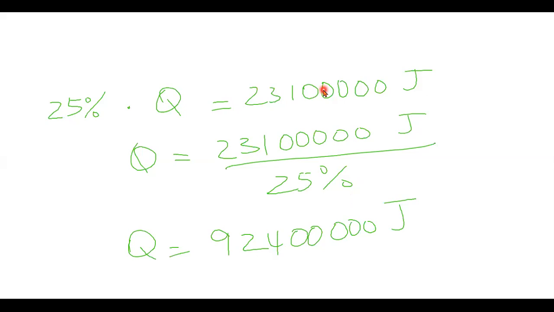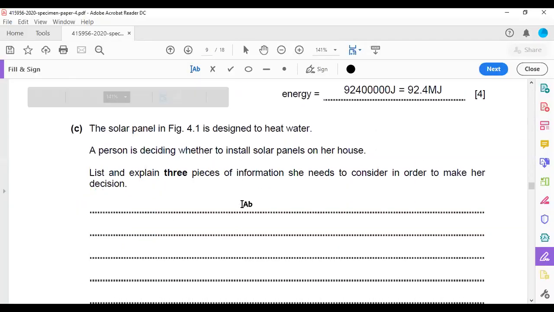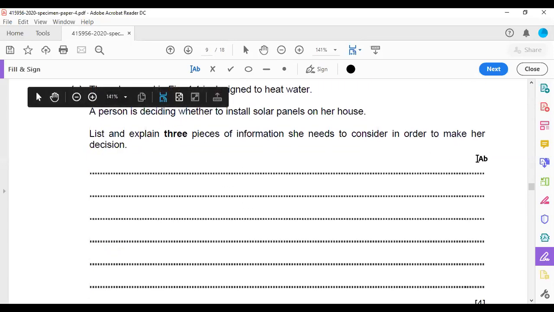Nice. So you're moving forward. Nice. So they ask us now. Yeah. They said lower down the solar panel.